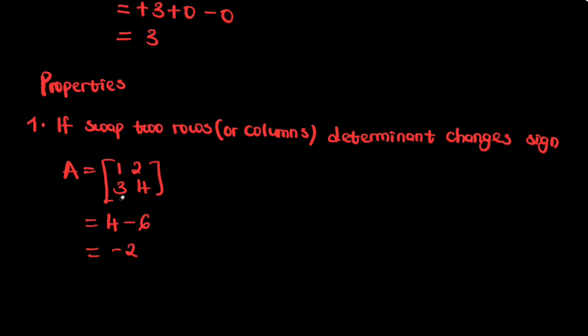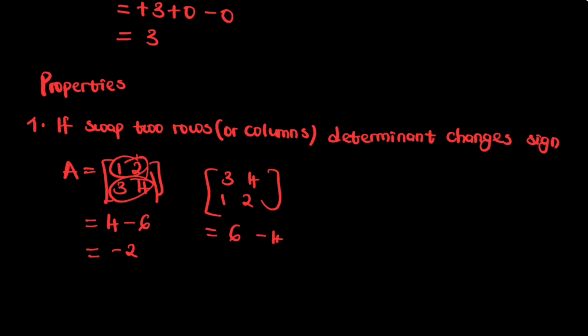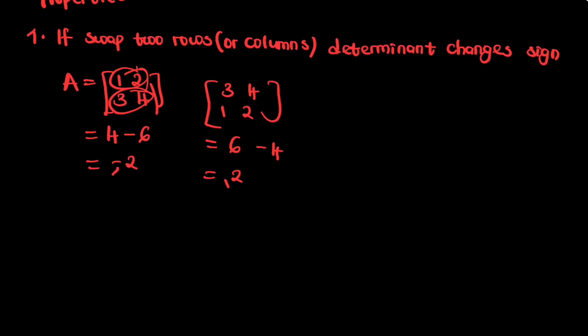Now if we swap the rows, it's going to be 3, 4, 1, 2. That is what we're going to have. We have just taken this up and taken this down. You can swap the rows or swap the columns, it depends on you. If you swap the rows, the sign of the determinant will just change. So here we are going to have 6 minus 4, which gives 2. Here it was minus 2, here it is 2. So the sign has changed.